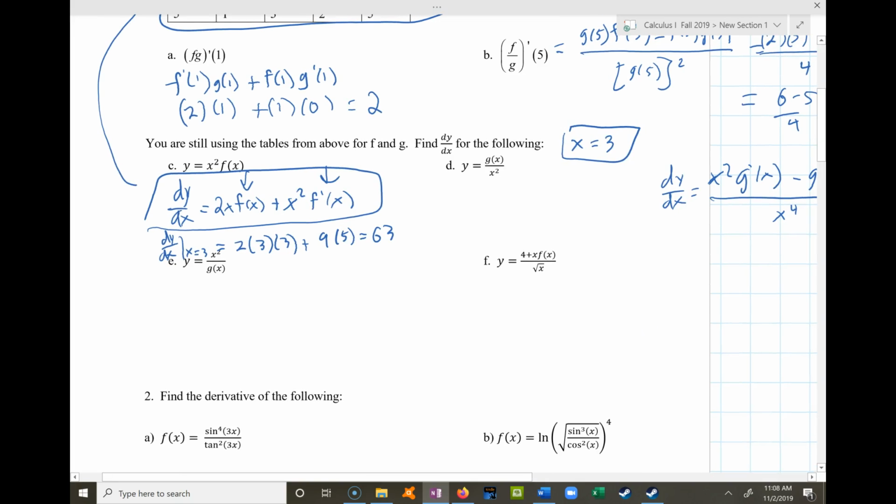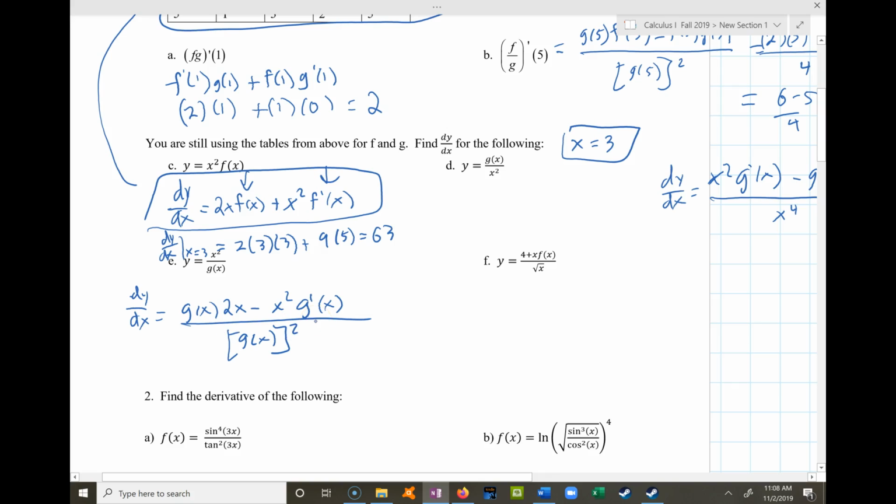Okay, so this one is another quotient rule. So dy dx is going to be equal to low d high, which would be 2x, minus high d low, all over low squared.